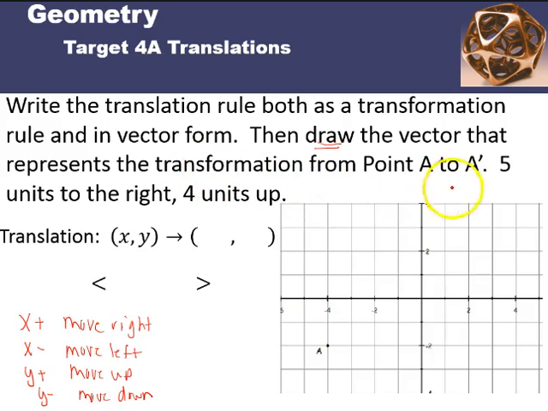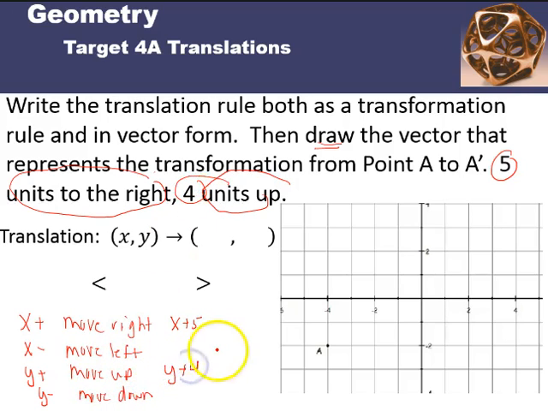So this says we're going 5 up. Or, I'm sorry, not 5 up, 5 to the right. So right here is right, and if I want to say 5 to the right, I'm going to write x plus 5. Okay, and then 4 up. Here's up, it's y plus. So y plus 4 would mean 4 up. Now I have to write the x first. So x plus 5, y plus 4.